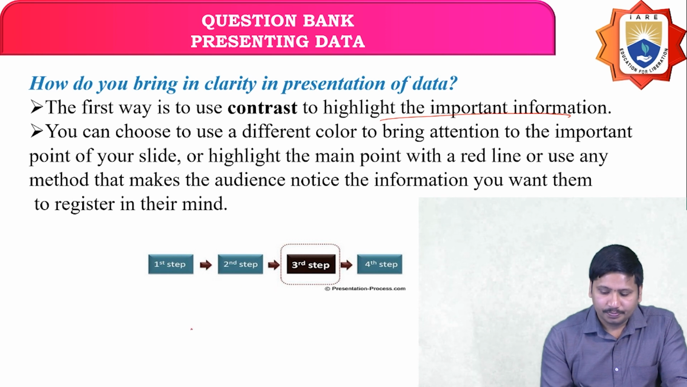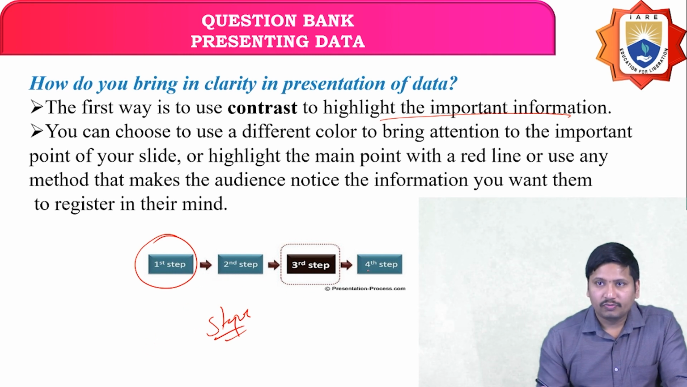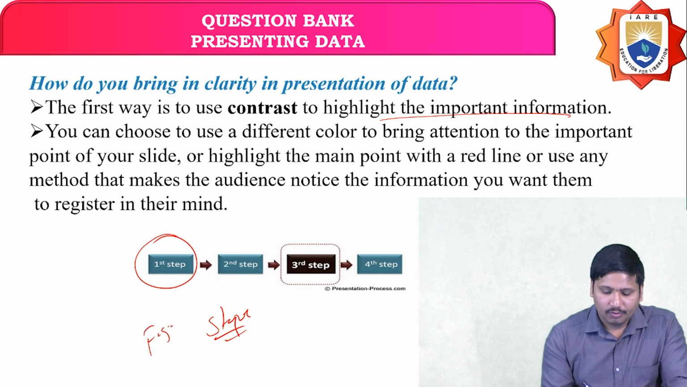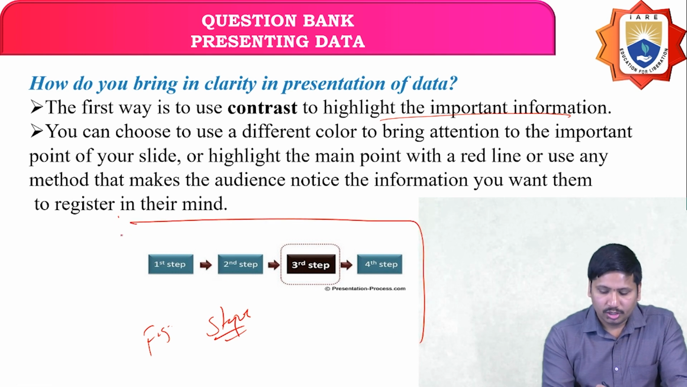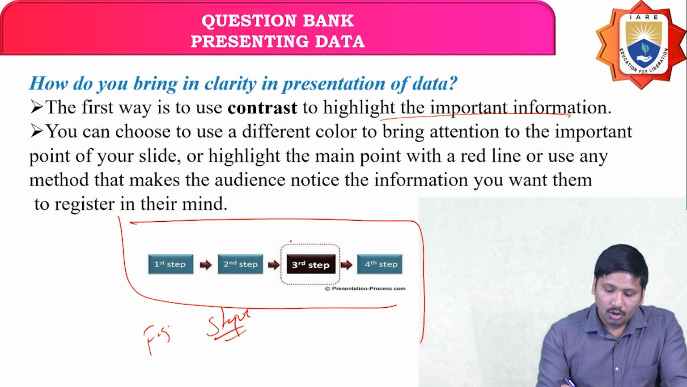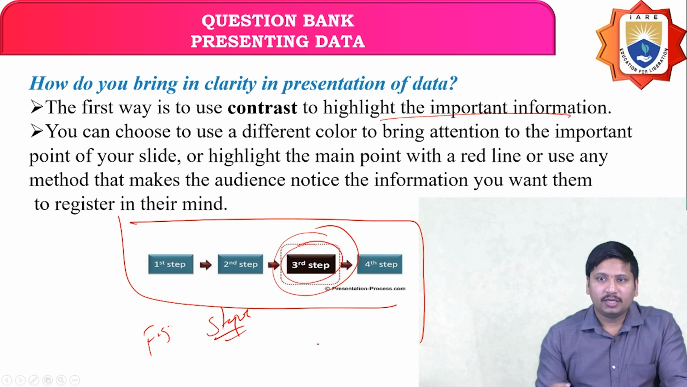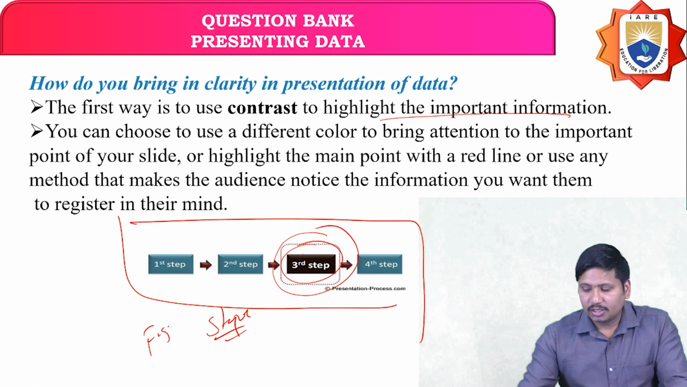See the example here. Suppose we're having steps like step 1, step 2, step 4 and 5. These are the steps you have to follow here. This is one of the examples. Suppose in this presentation I want to show that this step is very important when compared to the other steps, like first, second, third and fourth. So what I have to do is make use of a different color and different notation like this, so that the audience can understand that it is very important.